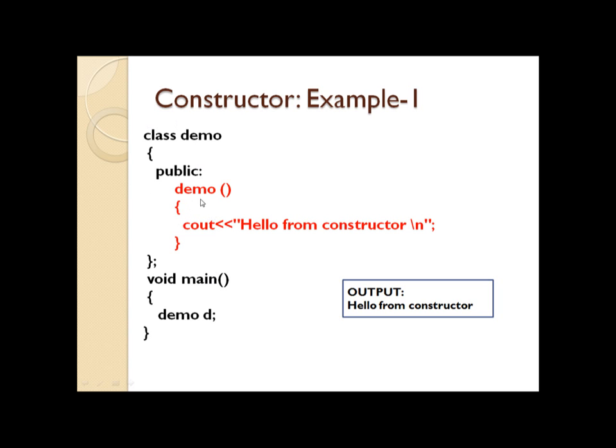And in the main function, the purpose of this constructor is very simple. It will simply display a message, hello from constructor. In order to compile and execute the program, when we compile this, control will move into the body of the main function. And after moving there, as soon as it gets the statement demo d, immediately it will search for the constructor to construct or to initialize the object.